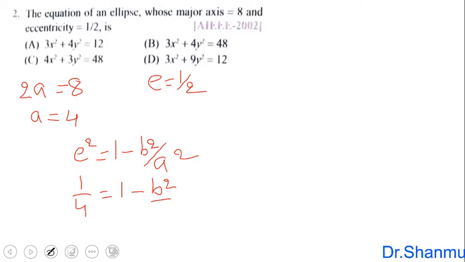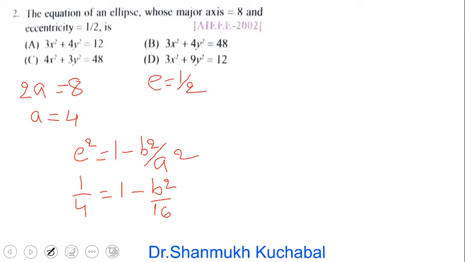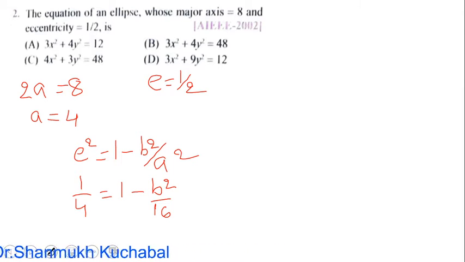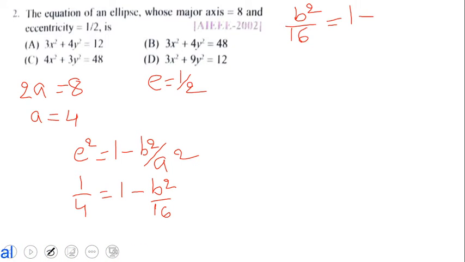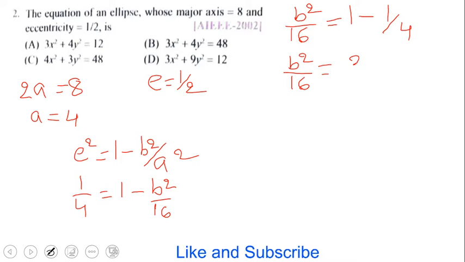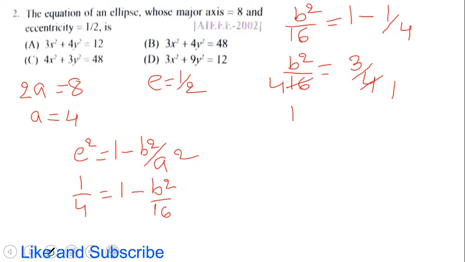A square, A is 4, 4 square is 16. Then further we write the solution for B square by 16. So I am taking minus B square by 16 to the LHS, and it becomes positive. So B square divided by 16 is equal to 1 minus 1 divided by 4. Further, we'll take the LCM. So we get B square by 16 is equal to 4 minus 1, 3 divided by 4. 4 ones are 4, 4 fours are 16. So for B square, 4 threes are 12.